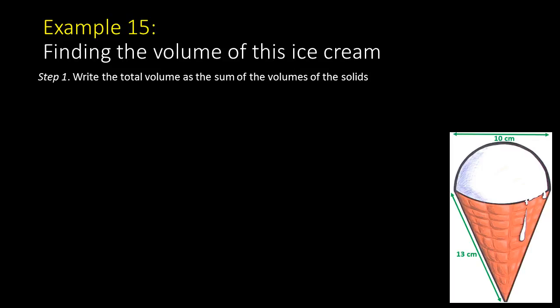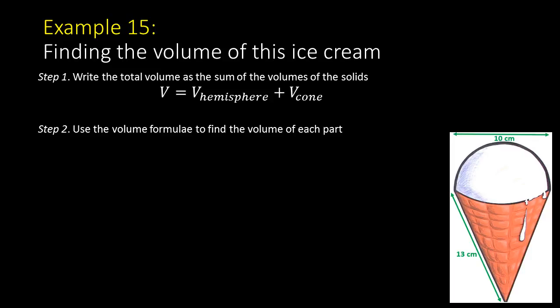So step 1, write the total volume as the sum of the volumes of the solids. Okay, so up here we have our hemisphere, and then down there we have our cone. So the volume is just the volume of the hemisphere plus the volume of the cone. So we just need to identify the volume formulae for each part.